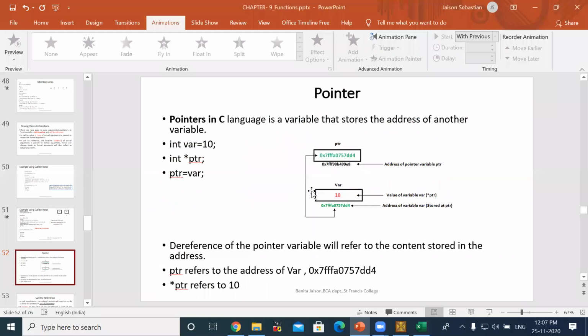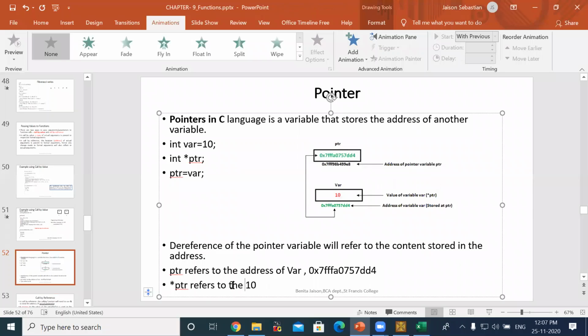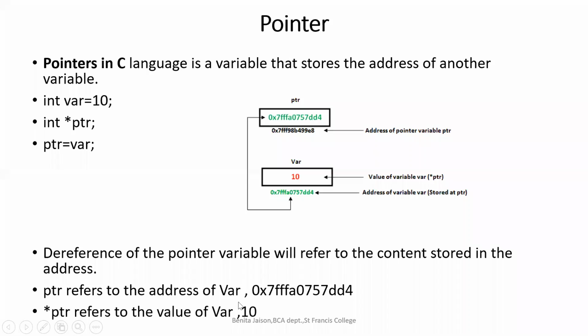Now that variable name is var, so it refers to, I'll write like that, the value of var, that is 10, right? Hope you understood this concept. So in the next, in order to explain that program, this I will repeat in the pointers chapter, but I'm just telling because this topic is there in your function chapter.